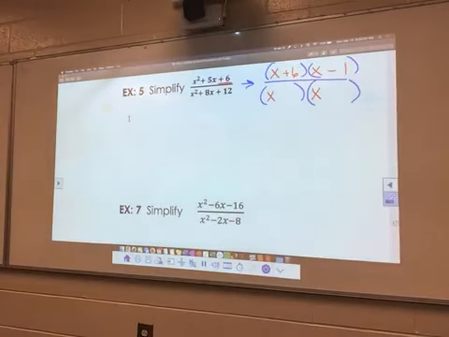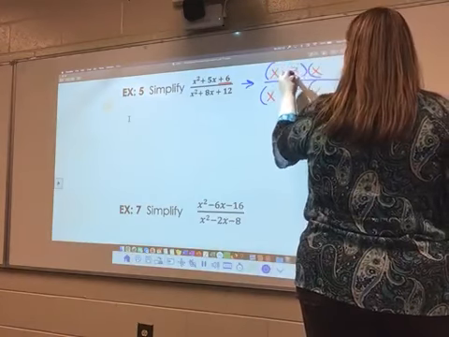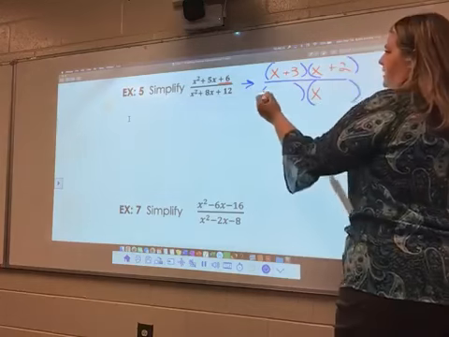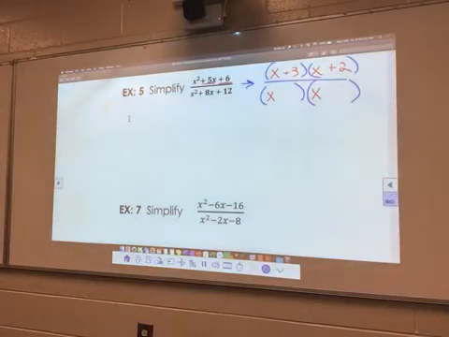So then I'm like, okay, I have 3 and 2 from my factors, and 3 and 2 work better. So I still get a positive 6, and a positive 5x when I add the inside and the outside.